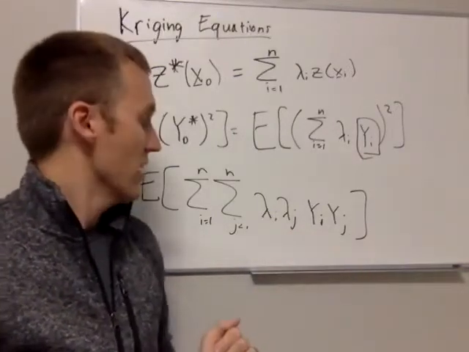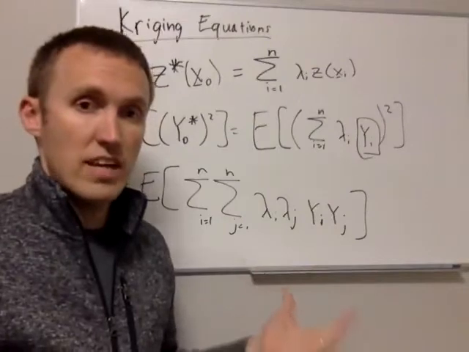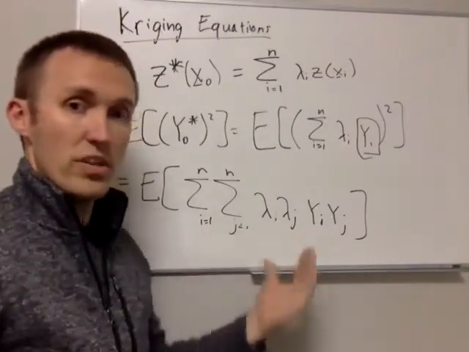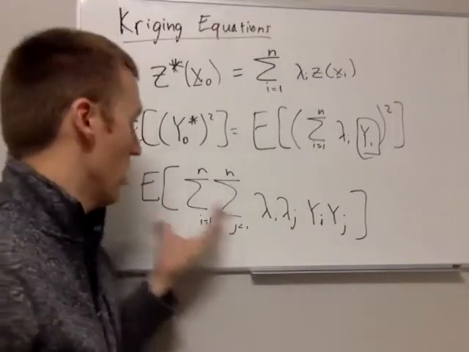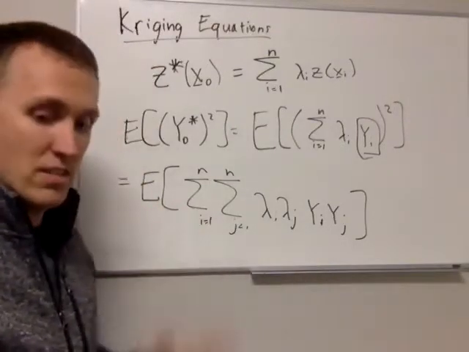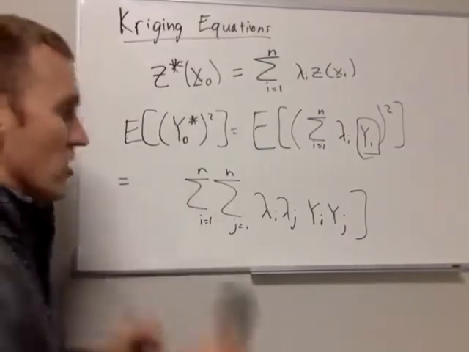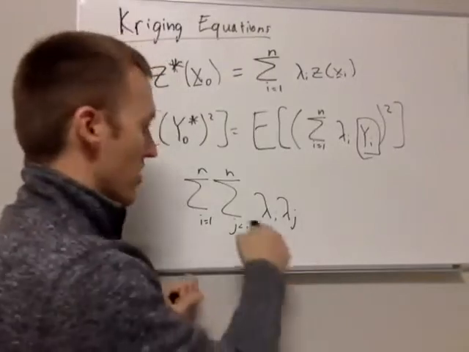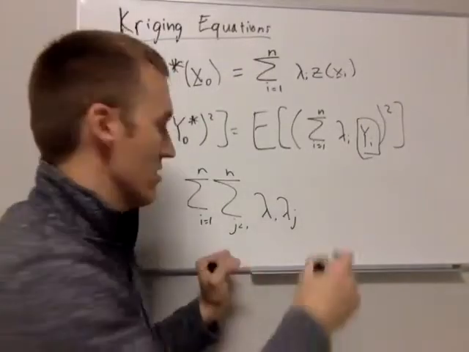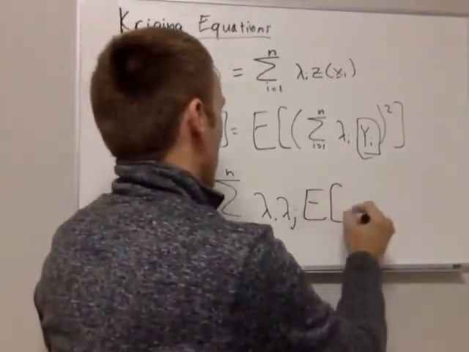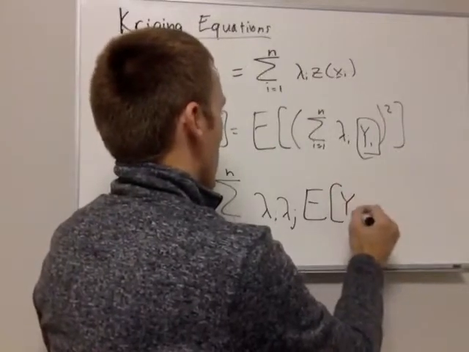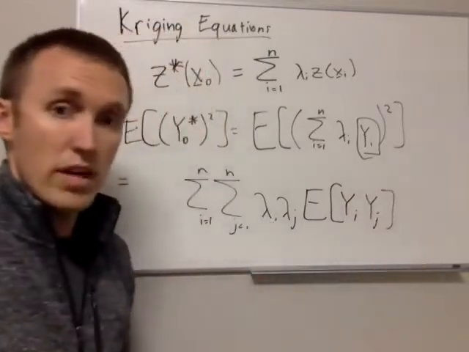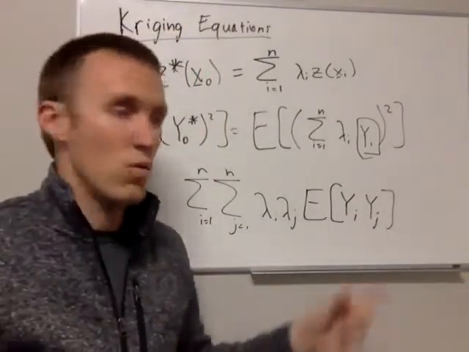Now the thing to note here is that these lambdas are constants, and expectation can go inside of the summation, and so what we'll end up having is an expected value. I can actually just do this right now. We'll have the double summation is still there, lambda i, lambda j. Again, those are constants. And then we'll have the expected value of yi times yj here.